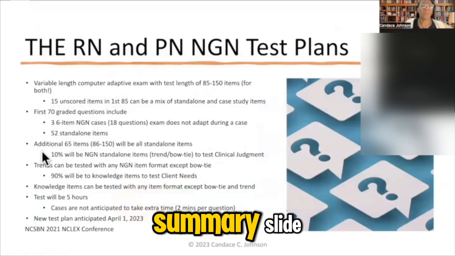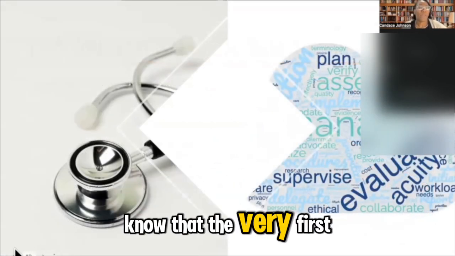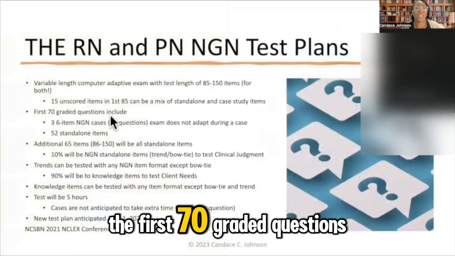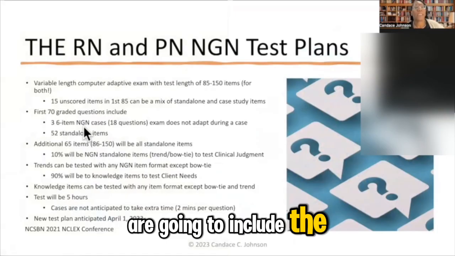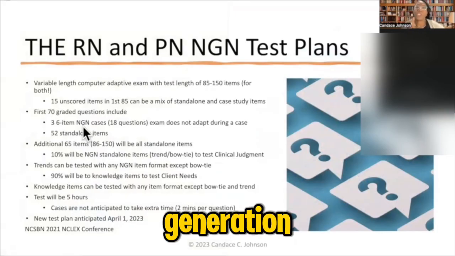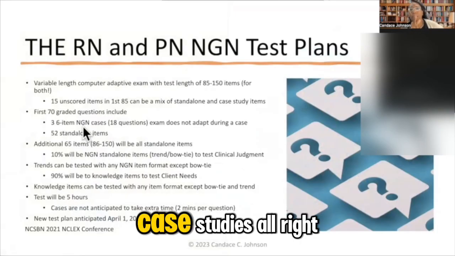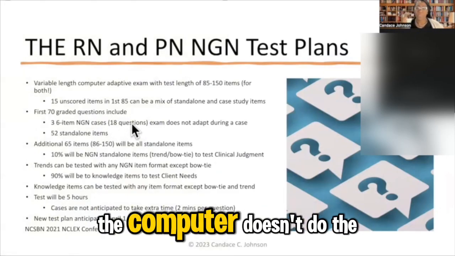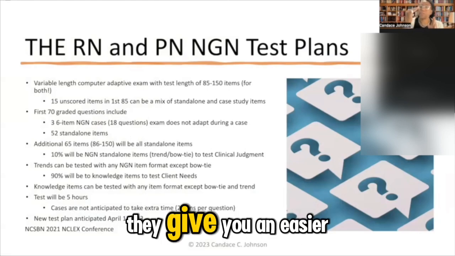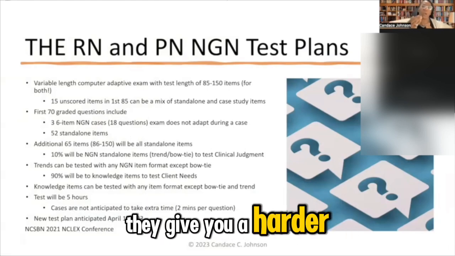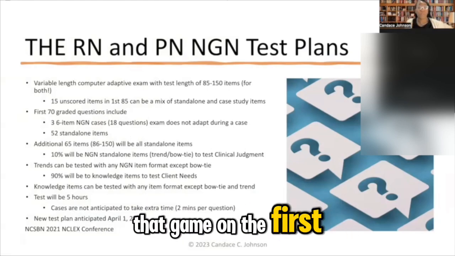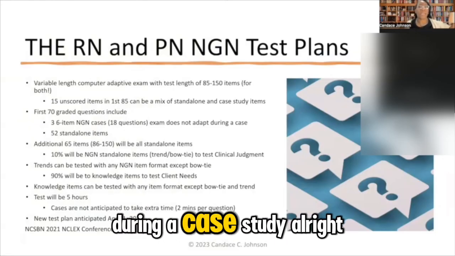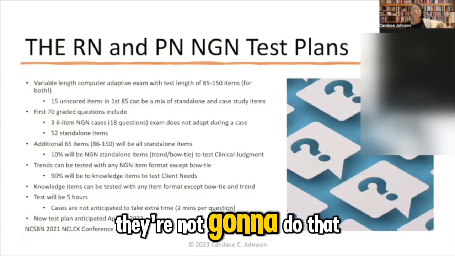Just know from the summary slide that the first 70 graded questions are going to include all 3 of the next generation case studies, because there's no adaptation. The computer doesn't do the thing where if you score something wrong, they give you an easier one, and if you score something right, they give you a harder one. They're not going to do that during a case study.